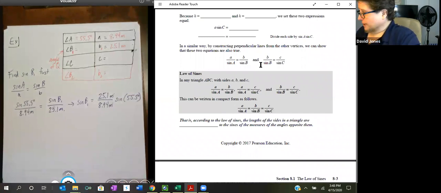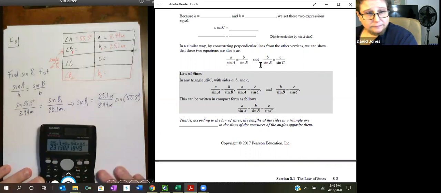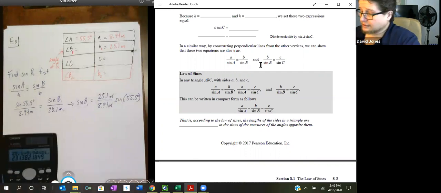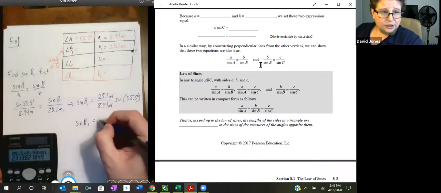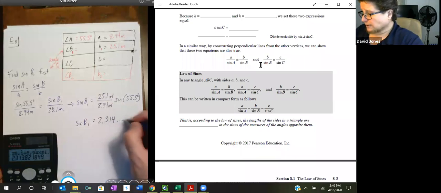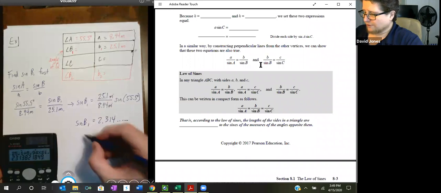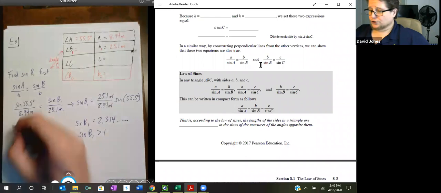What does sine of B1 equal? 25.1 divided by 8.94 times sine of 55.5. Sine of B1 equals 2.314. That's greater than 1. There's no solution or triangle.